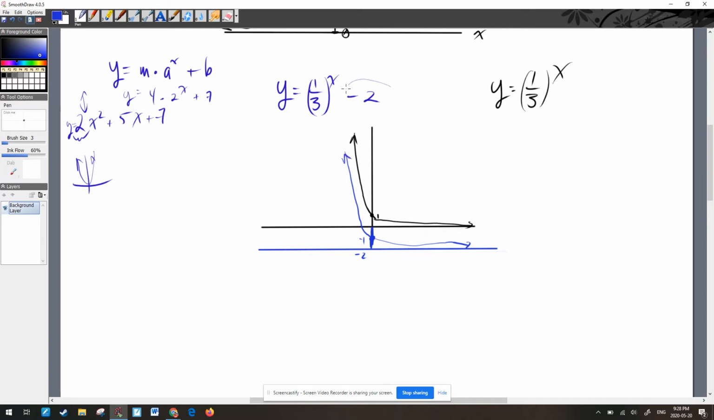So this b value only moves it up or down exactly that many squares. This is sometimes called a vertical translation. Okay, so that's what the b value does. It moves it up or down that many squares.